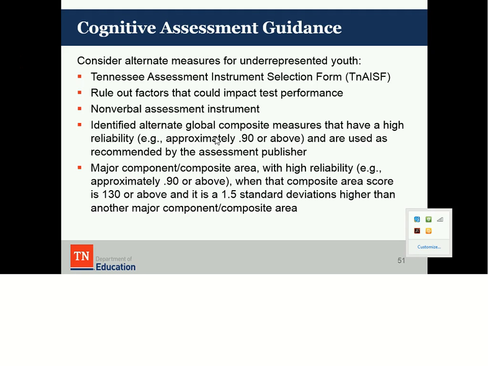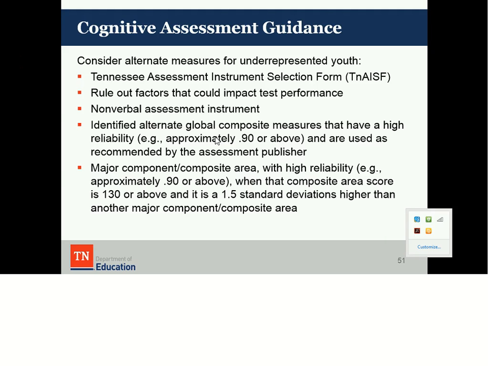When we're talking about specifically those underrepresented youth, as I've mentioned before, we're using that Tennessee Assessment Instrumentation Selection Form. We're ruling out any factors that could have impacted testing, using a nonverbal assessment when appropriate, or using alternate global measures. So the assessment tools, the publishers have, on some tools, provided alternate measures of global or full scale, if you want to call it, measures. Not quite full scale, it's the alternate to your full scale. For example, the WISC-4 and the WISC-5 have the General Ability Index. That's an example of one of them.